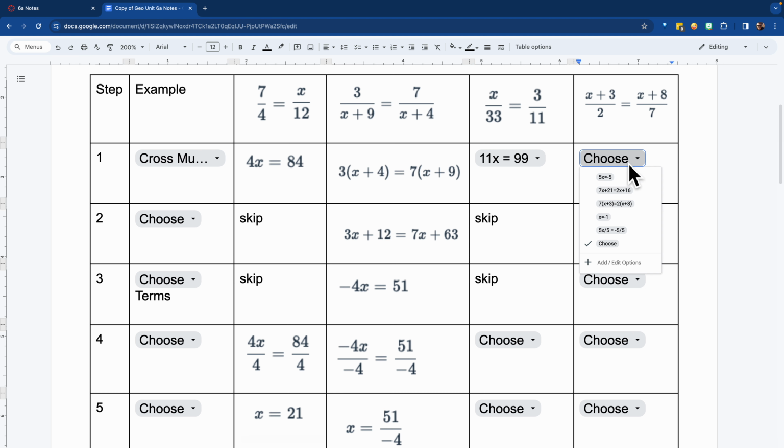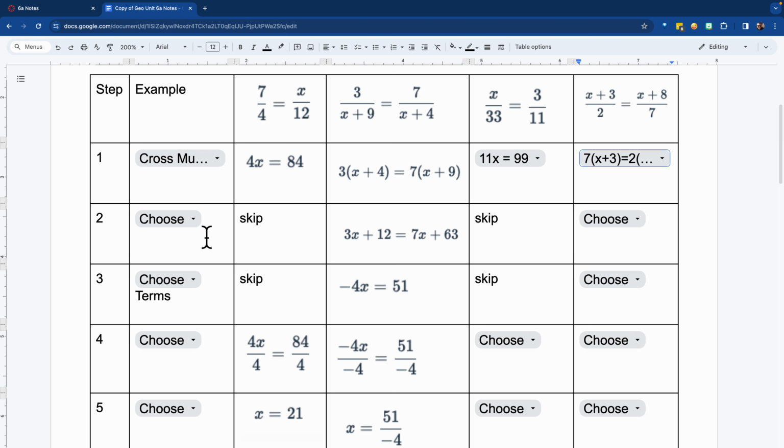Similarly, on the other side, it has the cross multiply, but I have a couple of options here. I'm going to choose this third line that says 7x plus 3 equals 2 times x plus 8. The idea there is that I'm just multiplying, but I'm not fully distributing yet.